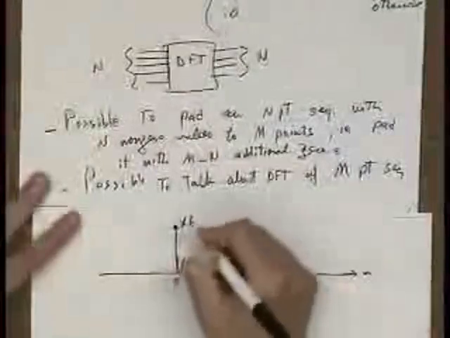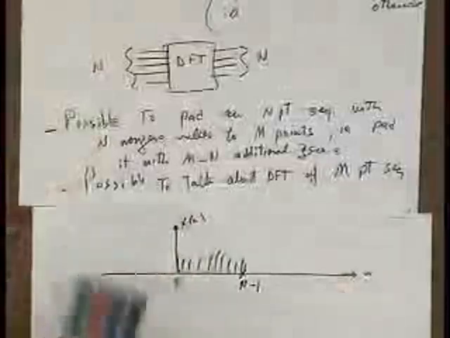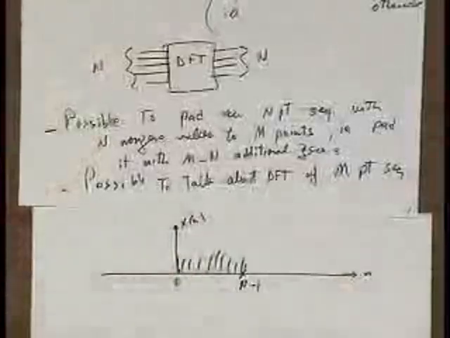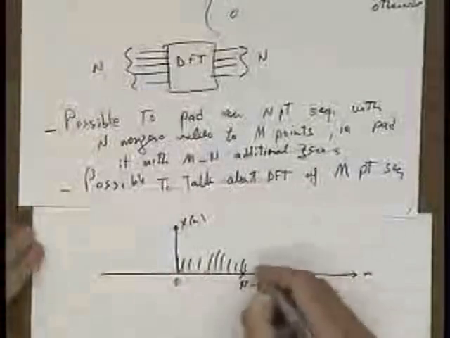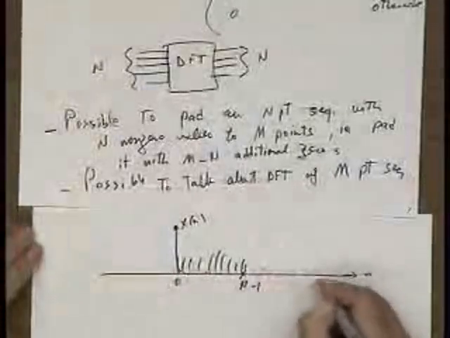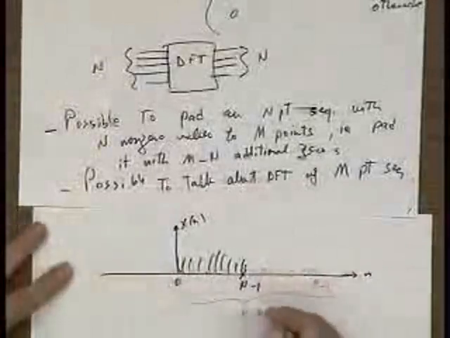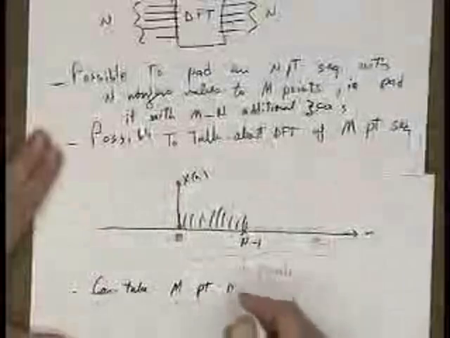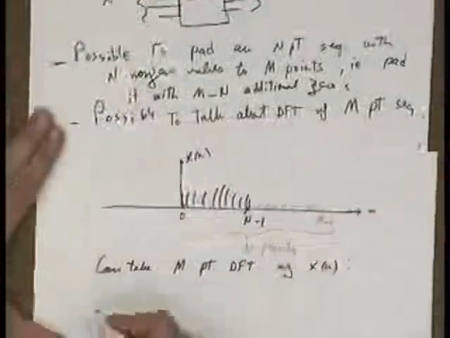This is x of n. So what I'm talking about is padding this sequence with a bunch of zeros all the way, so I get a total of M endpoints. Okay? And so effectively, I can take an N-point DFT of x of n, or I can take an M-point DFT of x of n. And what that would be given by this expression.